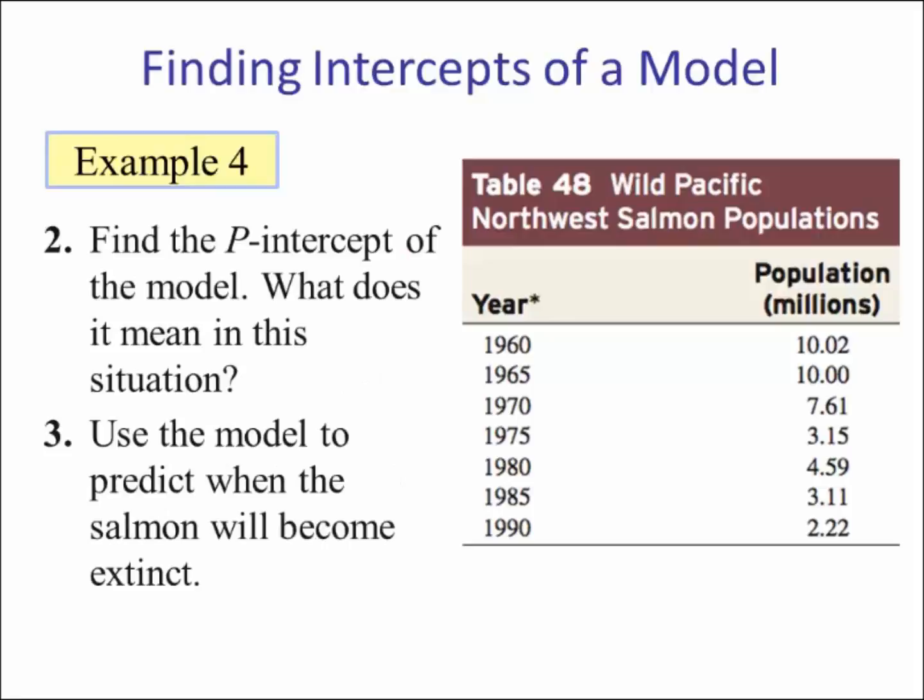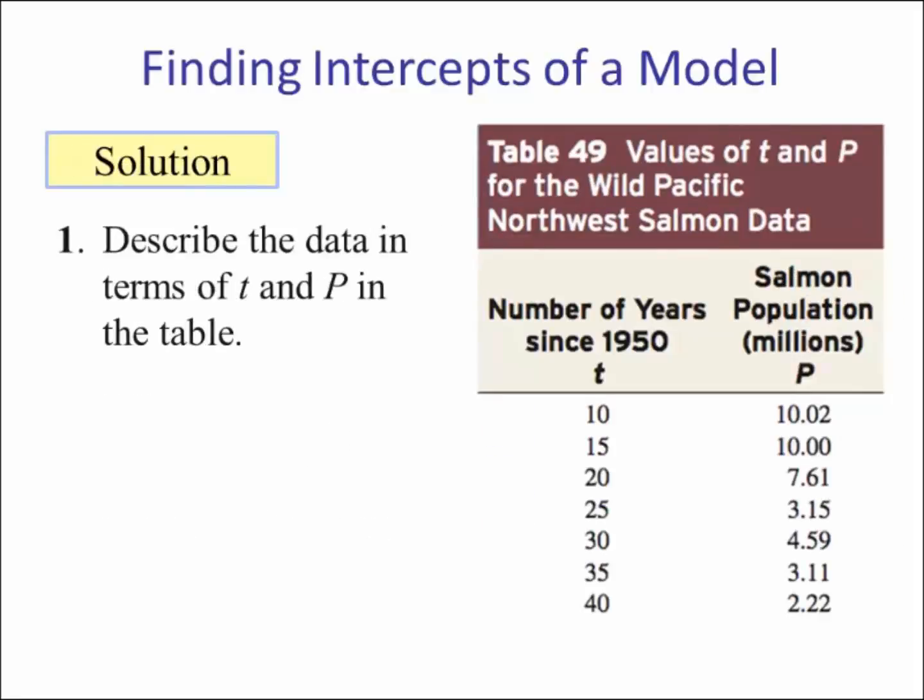Number 2. Find the p-intercept of the model. What does it mean in this situation? Number 3. Use the model to predict when the salmon will become extinct. So number 1, describe the data in terms of T and P in the table.